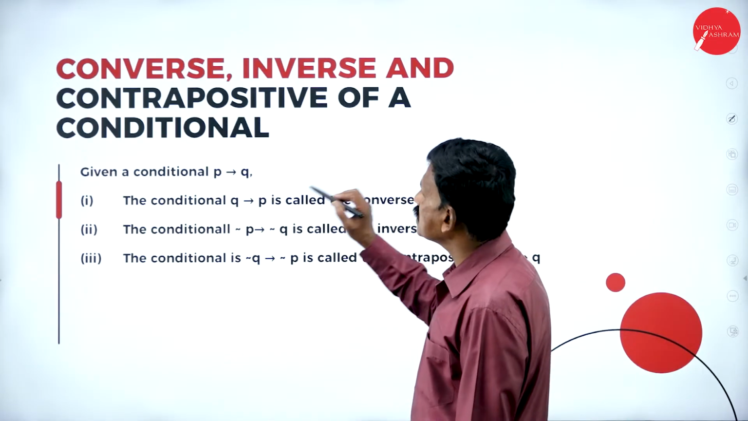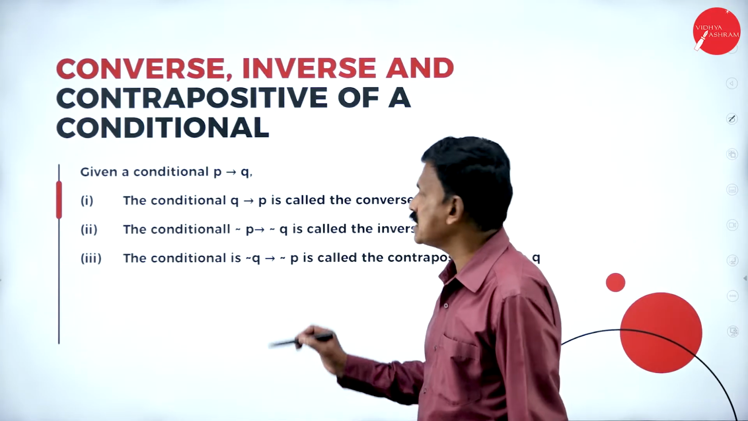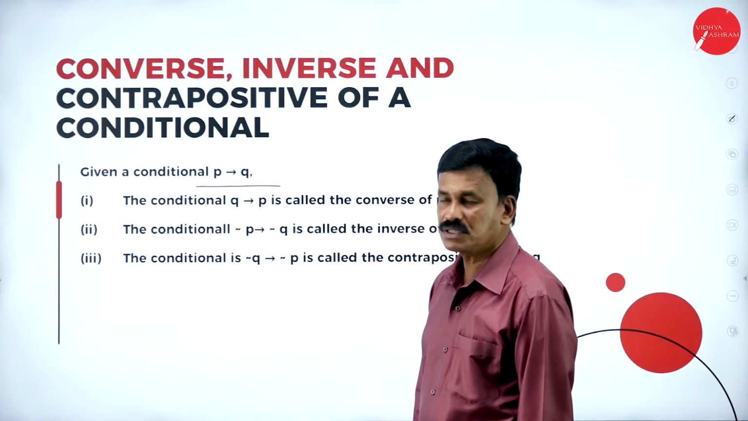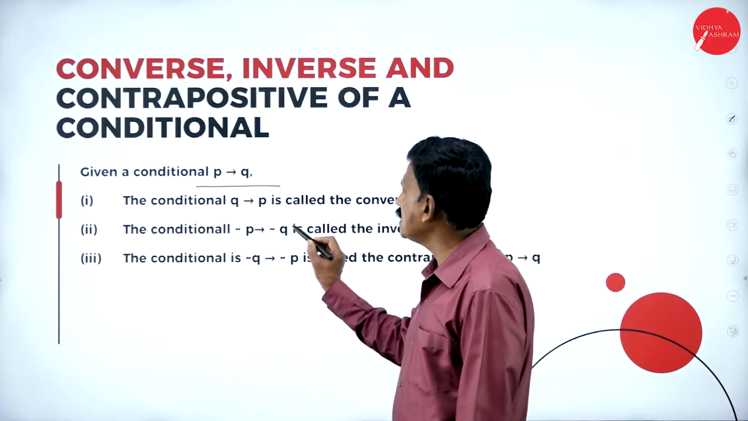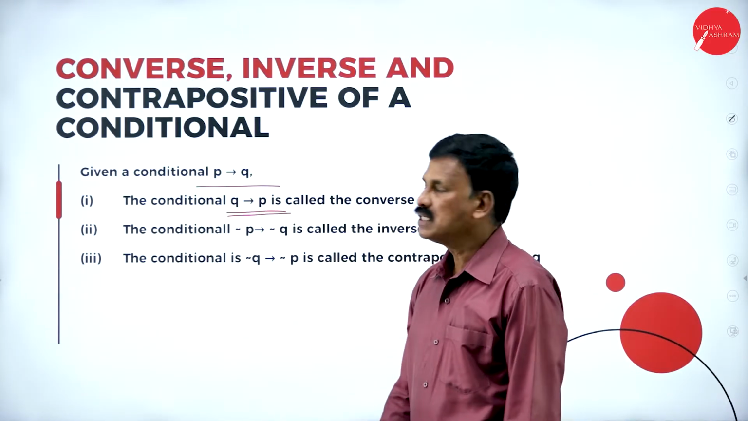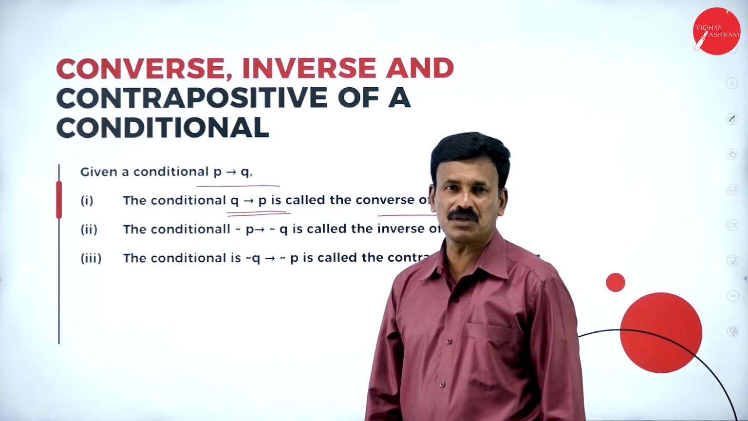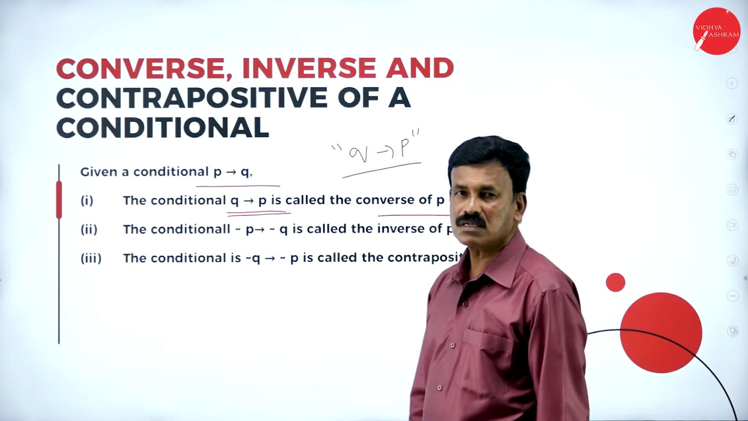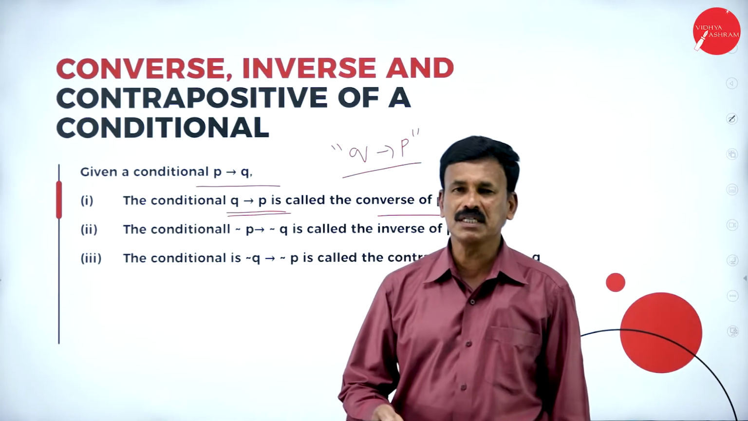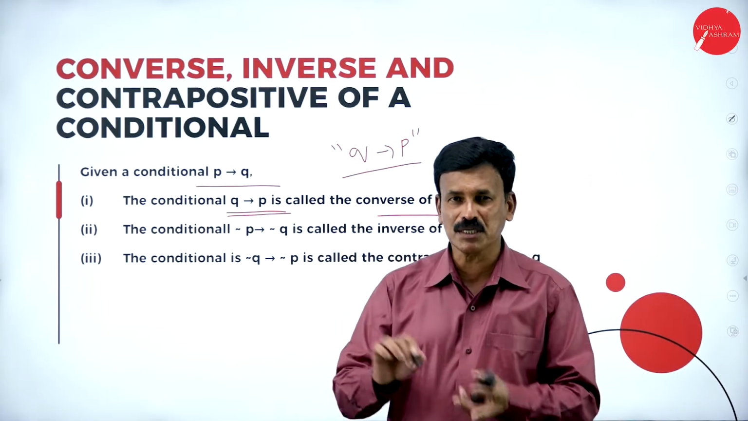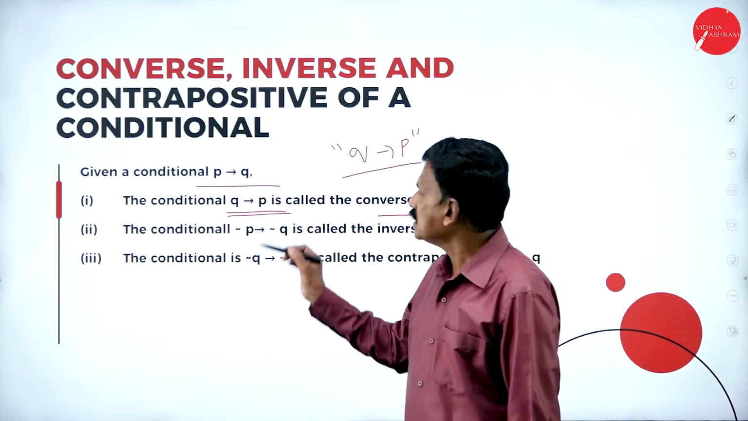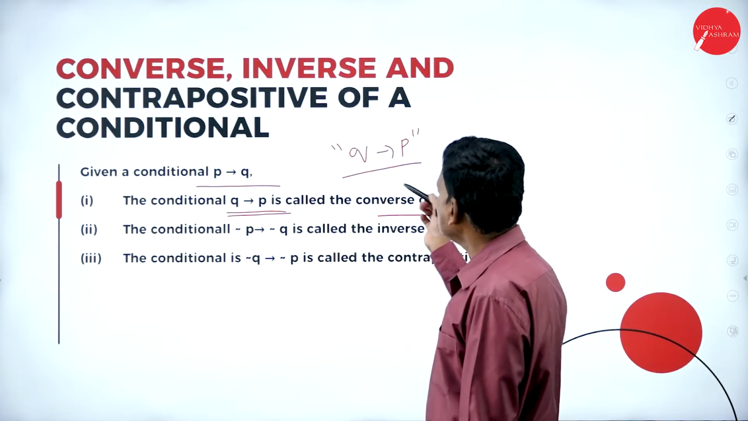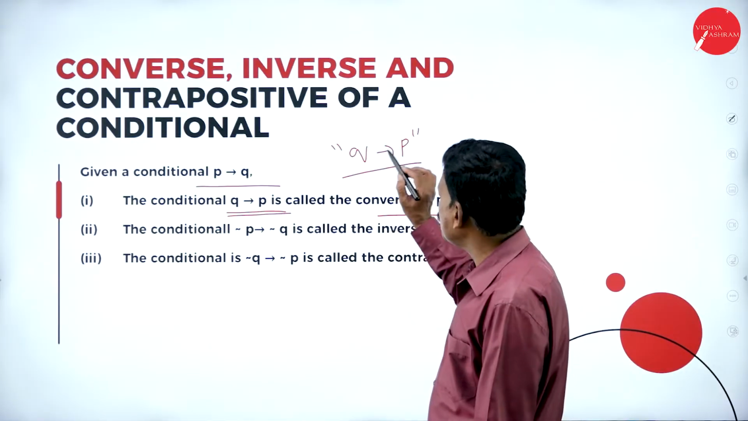First, converse, inverse and contrapositive of a conditional statement. Let us consider a conditional statement P conditional to Q. If we reverse this, the conditional statement Q conditional to P is called the converse of P conditional to Q. You might have studied this in your geometry classes: converse means data becomes proof and proof becomes data. Here also the converse of P conditional to Q is Q conditional to P. If P, then Q is the conditional, whereas the converse is nothing but if Q, then P.